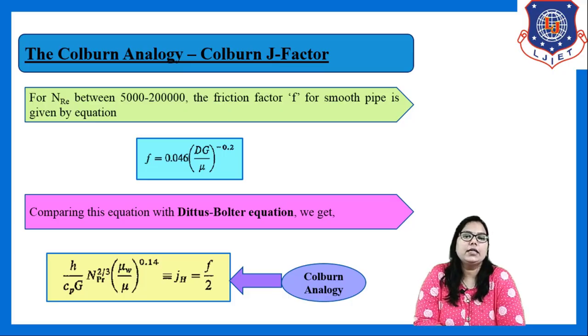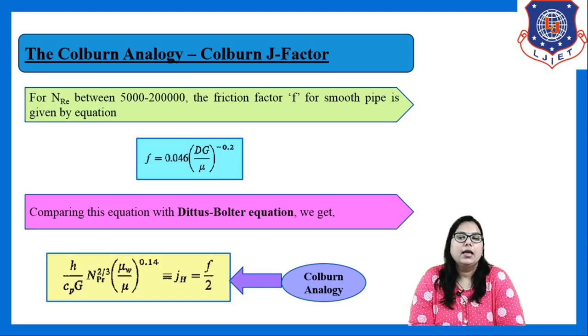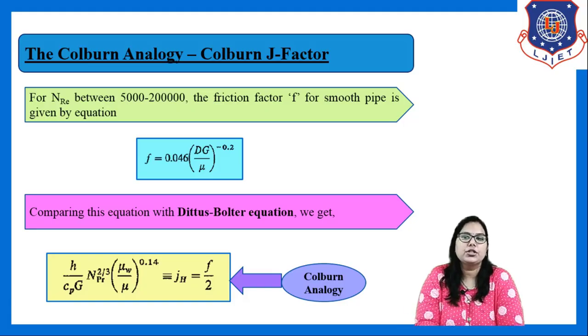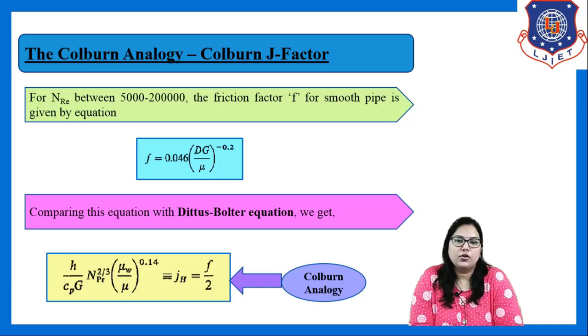Basically, analogy gives the similarity between two transfer processes. So here we are comparing the equation for friction factor for a smooth pipe with the Dittus-Boelter equation. And when you compare these two equations, you will get this form of equation: h / (Cp G) × NPr^(2/3) × (μw/μ)^0.14, which is equal to f/2. And that f/2 factor is known as the jH factor. And this whole equation is known as the Colburn analogy.